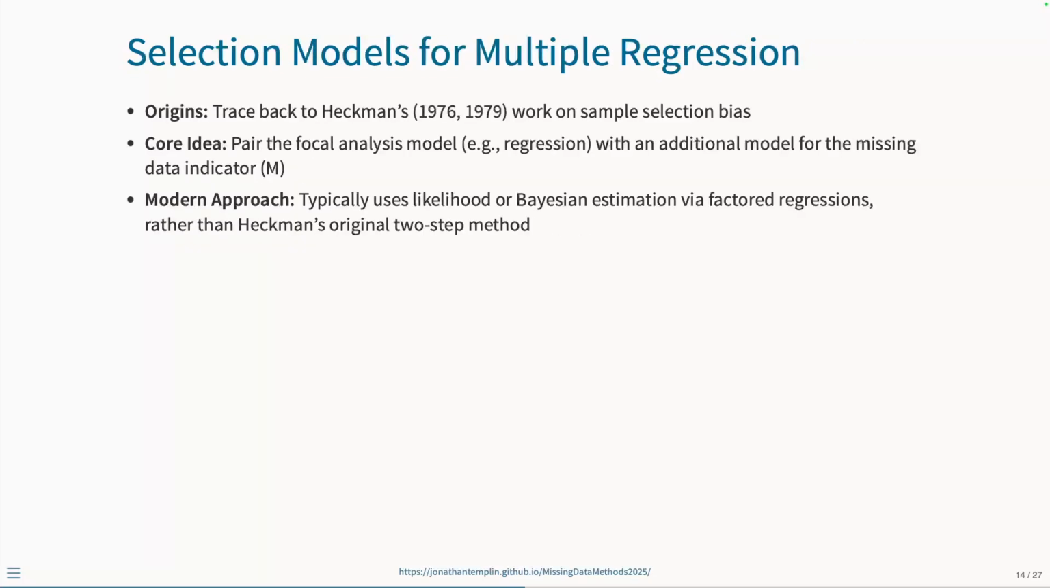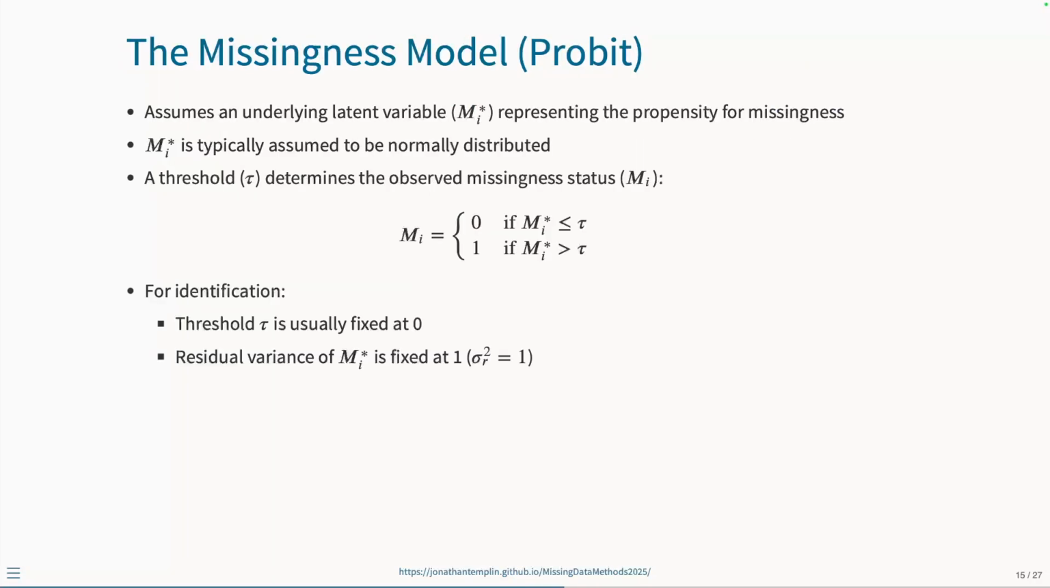So, selection models for multiple regression exist. There's some work from good old 1970s working on sample selection bias. The idea was that you take the focal analysis model, in this case a linear regression, with an additional model for the missing data indicator, right? And so this typically will use maximum likelihood or Bayesian estimation with factor regression. The original two-step method, we've gotten better at estimating things since the 1970s. So we do at least something better.